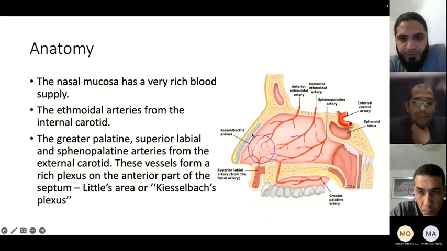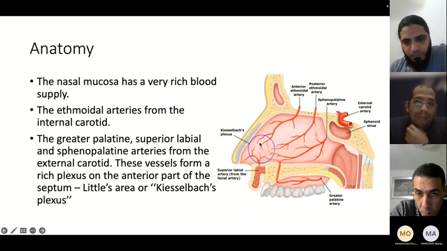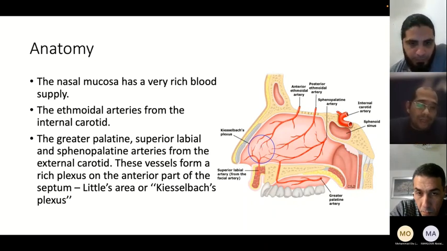There is an anastomosis of all these branches making the Kiesselbach plexus, which is on both sides of the anterior inferior part of the nasal septum, an area called Little's area, which is the most common site of anterior epistaxis.